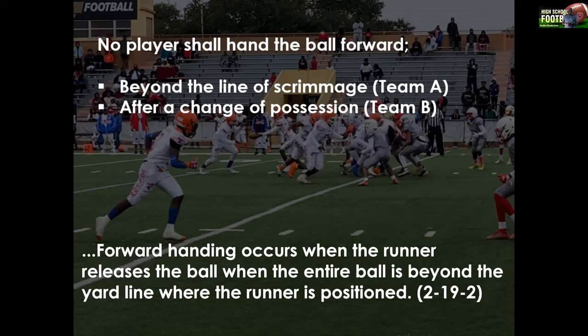All right. Forward handling occurs when the runner releases the ball when the entire ball is beyond the yard line where the runner is positioned. So, in other words, if I'm on the 5-yard line and we're heading out, I can hand the ball to my 5-yard line, my 4-yard line behind me. But if I'm beyond the line of scrimmage, I can't hand the ball to the 6-yard line or anybody in front of me because that is illegal handling.